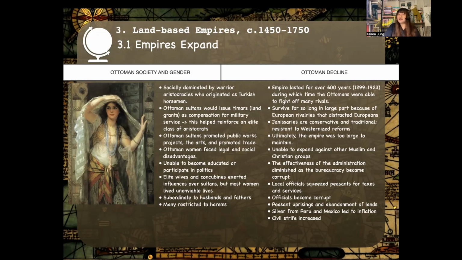The effectiveness of the administration slowly diminished as the bureaucracy became more and more corrupt. Local officials squeezed peasants for taxes and services. Officials became corrupt. Peasant uprisings and abandonment of lands followed suit. Eventually, silver from Peru and Mexico led to inflation until civil strife increased.